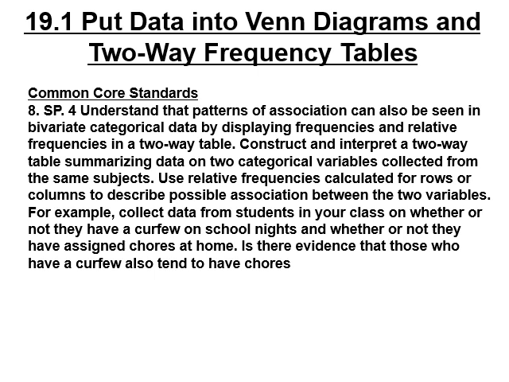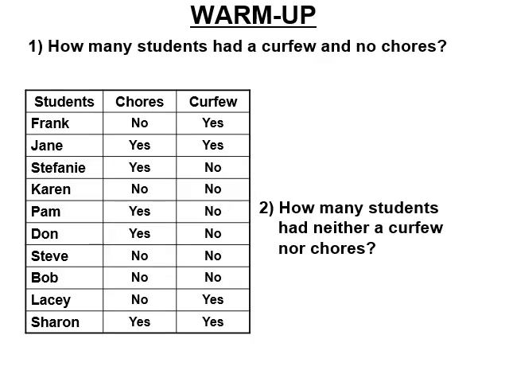Hi, welcome to Unit 19, which is a sort of hodgepodge of different things getting you ready to do statistics. So we're going to put data into a Venn diagram and into something called a two-way frequency table. So please answer the first question. It's literally counting.